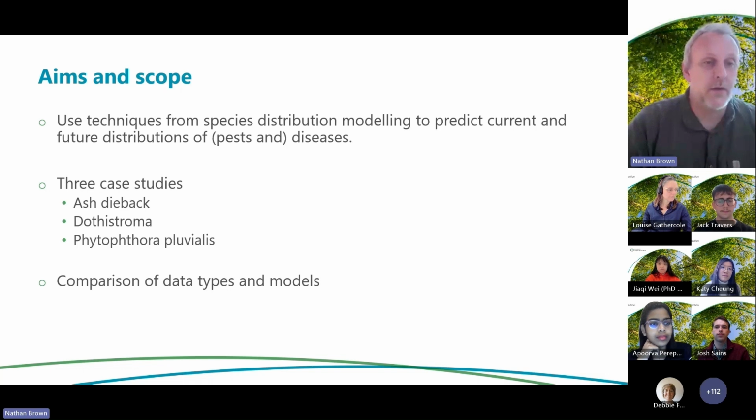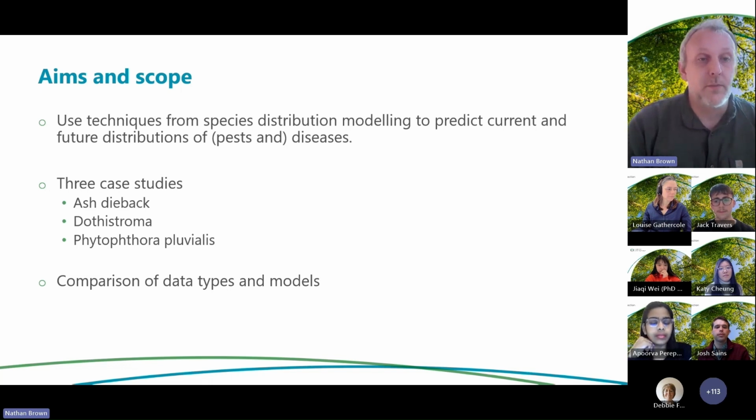So ash dieback, we only have Tree Alert data, so this is self-reported data. It occurs as and when people choose to send it in. And we wanted to see if we could work with this data, which we assume has biases within it.